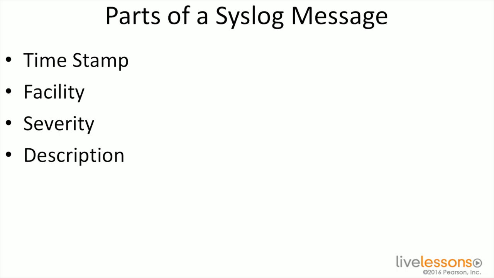You also have a description, and this is going to go into the details of what the actual event is telling you. So this is going to give you specific information. It may say something like, port 1.1 is down. That is the kind of information you'll get in the description.